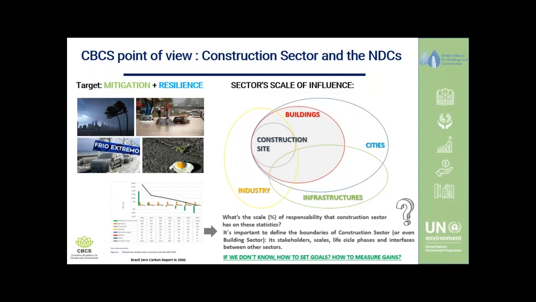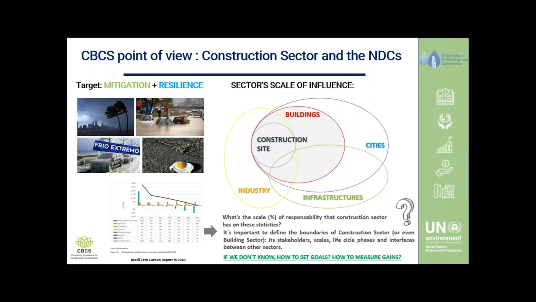All of them contribute to heating and greenhouse gas emissions, and we see all of them in a transversal way, considering the NDCs chapters. And when we saw, for example, the Brazil Zero Carbon Report to 2060, and we look at all these squares, these graphics, we don't see in particular the building sector, how we can work for their targets.